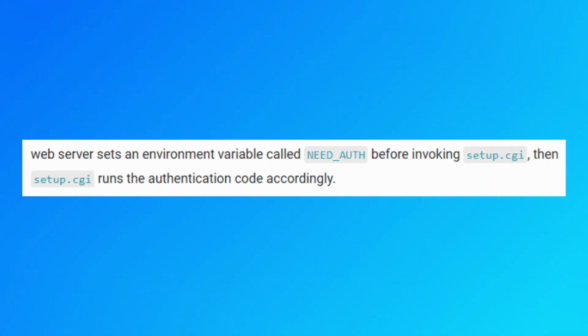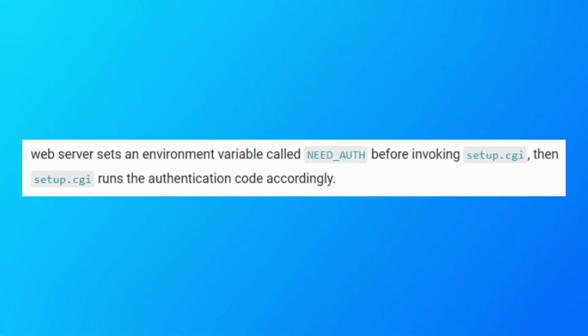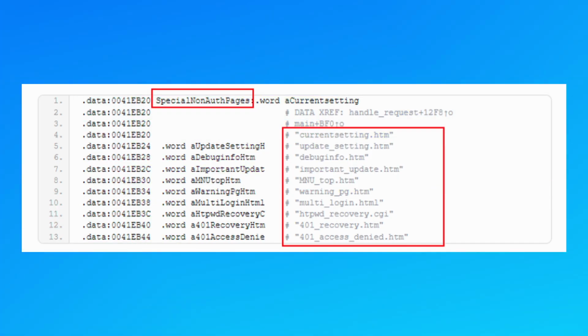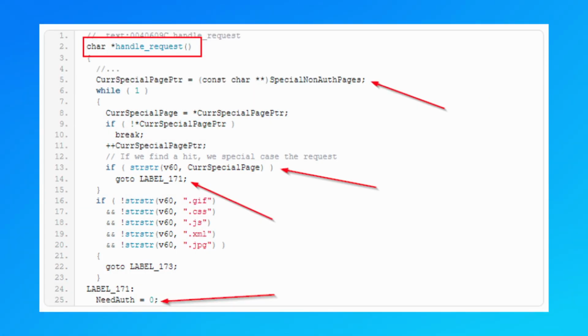it entirely. The server first sets an environment variable NETOFF to check if authentication is required. However, there are pages that don't require authentication at all, like the ones shown on the screen here. For example, 401 access denied HTML. After all, it's the error page that gets shown to you if you are not authenticated or authorized to see a site. But to check if the accessed web page is actually one of those, it checks if the request string contains any of the aforementioned web pages. If it is, it sets the NETOFF to false.